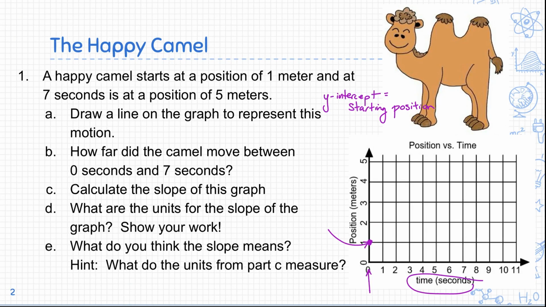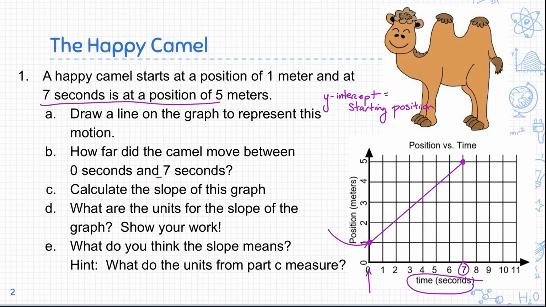And then at 7 seconds, it's at a position of 5 meters. So 7 seconds, we're going to go up to 5 meters. We're going to draw a dot and connect these with a line. So that's the line that represents my happy camel's motion.